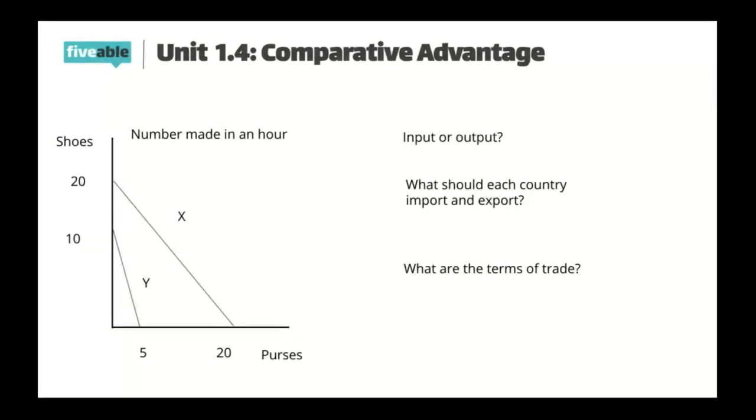So for comparative advantage, let's say we've got number made in an hour, shoes versus purses. And I've got country X and country Y. Country Y, if they just focus on shoes, can make 10 shoes. If they just focus on purses, meaning they make 0 shoes, they can make 5 purses. Country X can make 20 shoes, or they can make 20 purses. They can't make 20 and 20 because then they'd be outside the production possibilities curve.